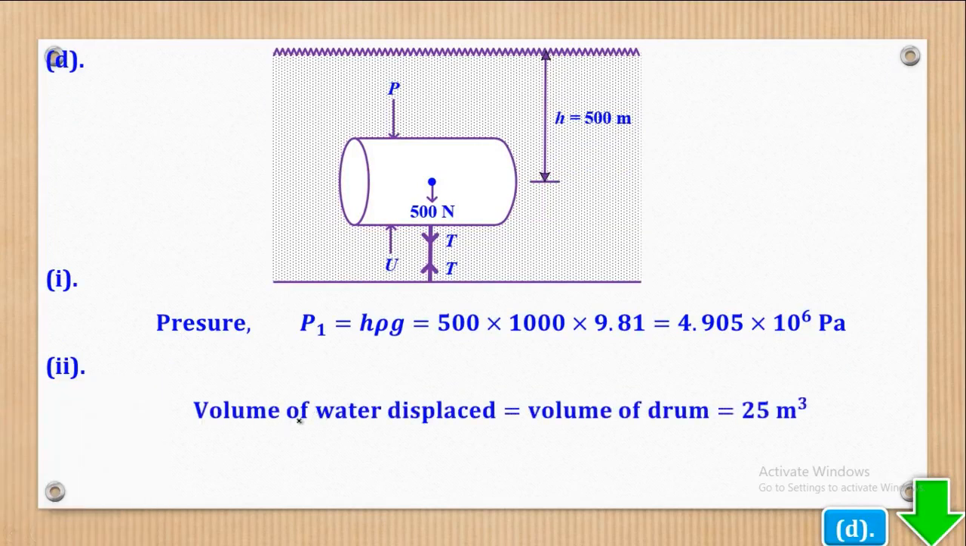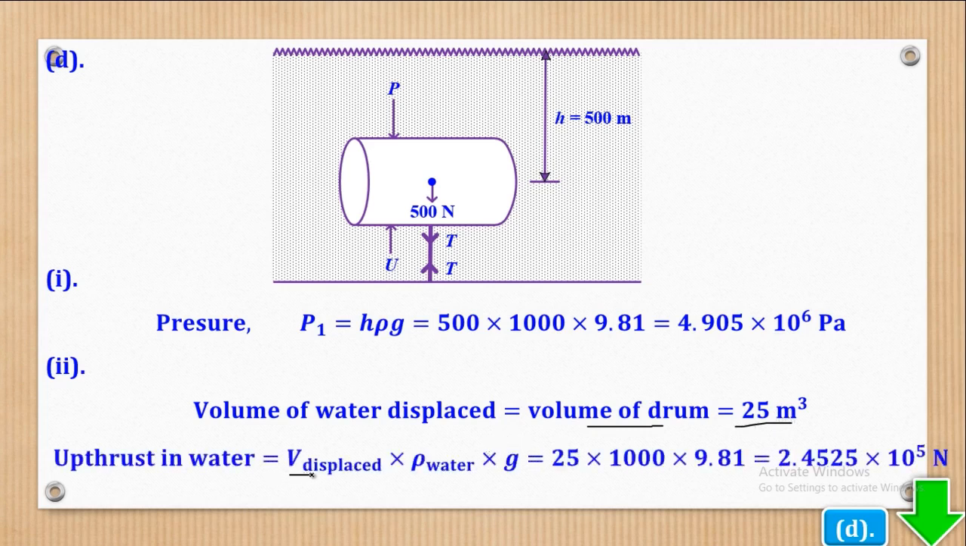So volume of water displaced is equal to volume of the drum from Archimedes' principle, so it will be 25 meters cubed. Then upthrust in water will be equal to volume displaced multiplied by the density of water multiplied by acceleration due to gravity. And that will be, volume is 25. This is a constant and this is also a constant. So it will be 2.4525 exponent 5 newtons. So that is the upthrust U. So for this slide, that's how marks would be awarded.